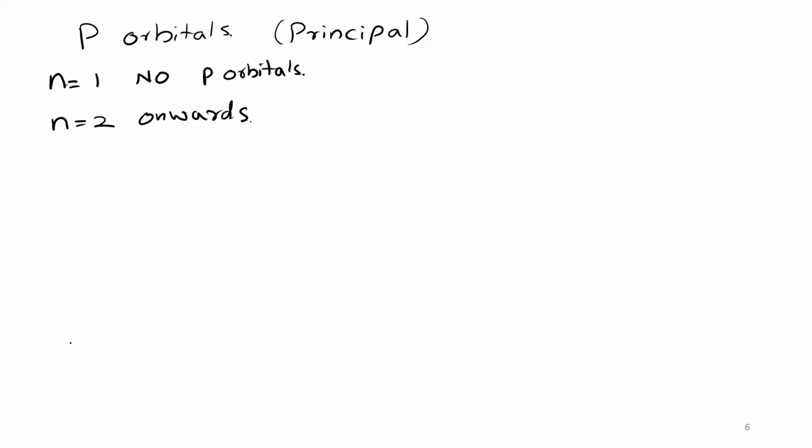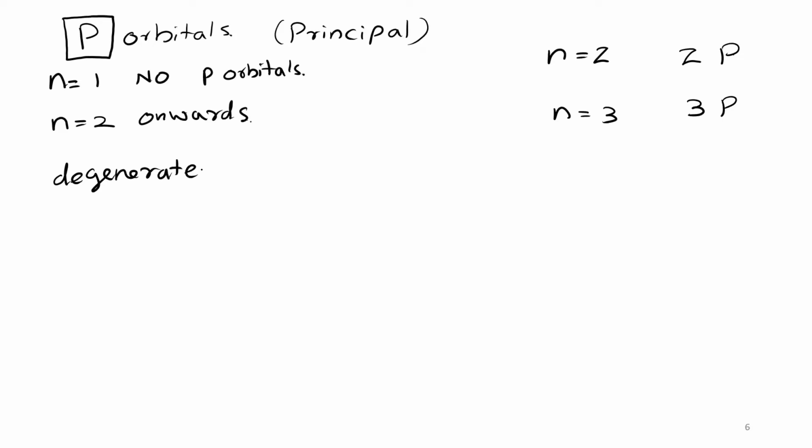So similar to the previous ones, if you have p orbitals in n equals 2, we can call them 2p. If it is in n level 3, we can call it 3p, and so on and so forth. All right. Now with these p orbitals, we call them degenerate. In general communication, degenerate means something else, but in chemistry, we use this word degenerate to say same energy.